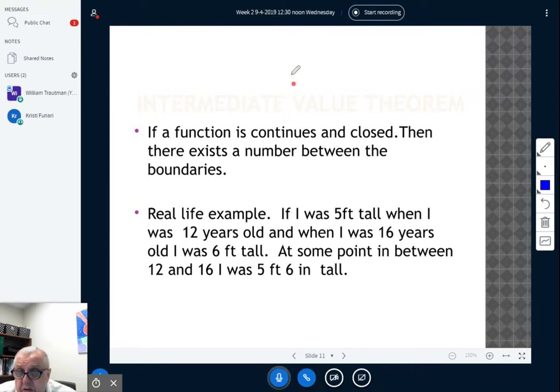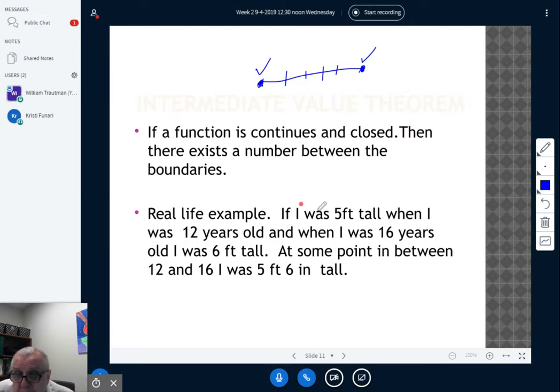It says if a function is continuous and it's closed, you're staying between a left boundary and a right boundary, then there exists a number between the boundaries. If we know this number and we know this number, and if this is continuous, then there are numbers in here. Intermediate value theorem, there are numbers in there. And this comes in useful because it'll tell us what kind of numbers are in there.